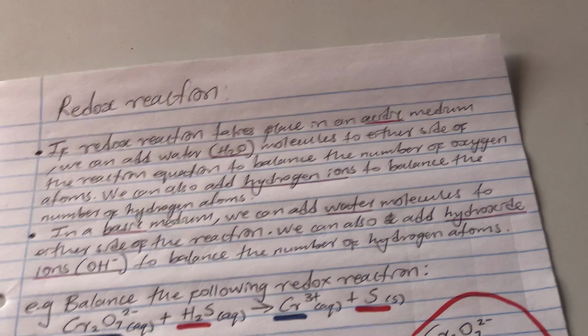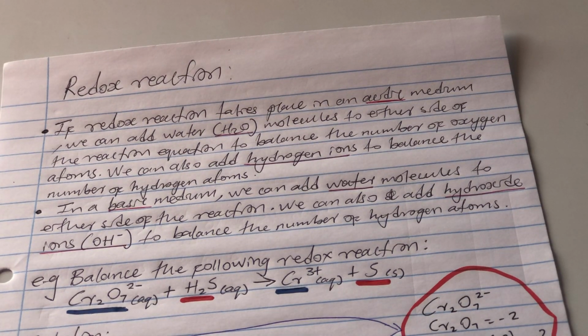Let's go to this example. Balance the following redox reaction. The redox reaction is given. So in order to balance this redox reaction, our job is to identify the reduction half reaction and the oxidation half reaction. If we are able to do that, it will be easy for us to balance this redox reaction.